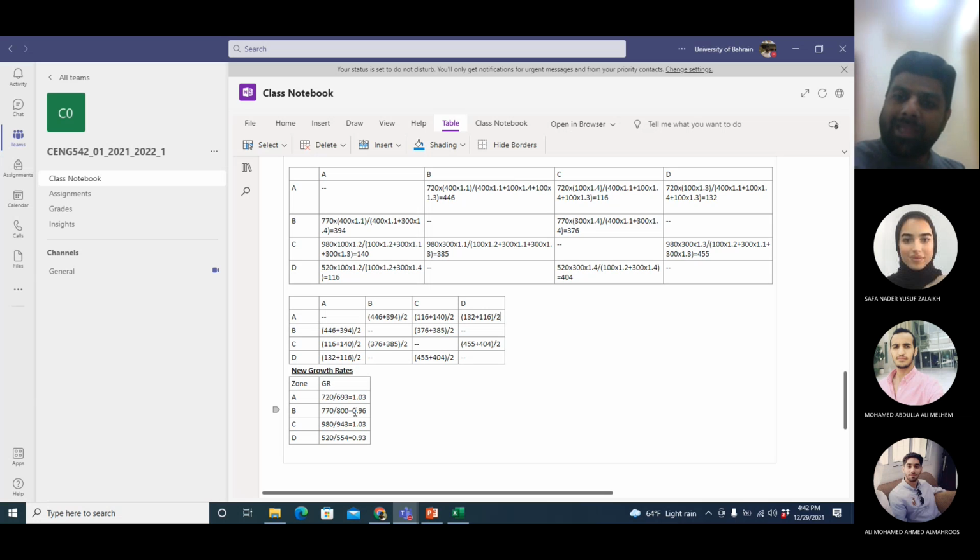But keep in mind, with every iteration, the previous numbers are gone. With every new iteration, you will be using the ratios and the trips from the previous iteration. So if you want to do the second iteration, the trips will be used from this table, and the growth rates from here. Any questions?